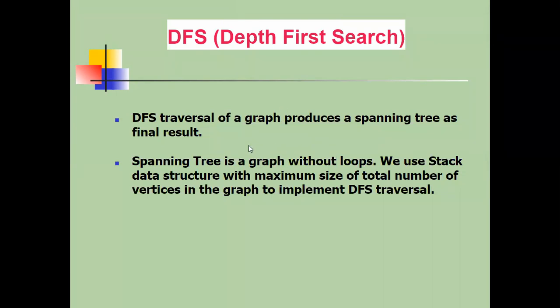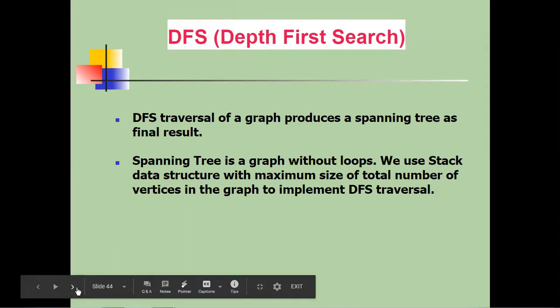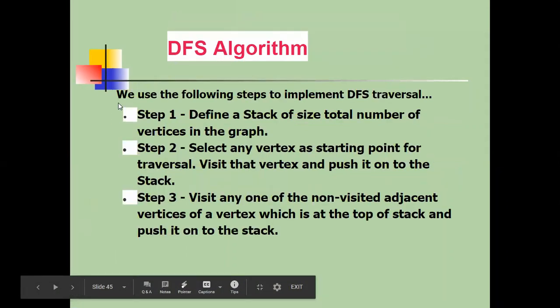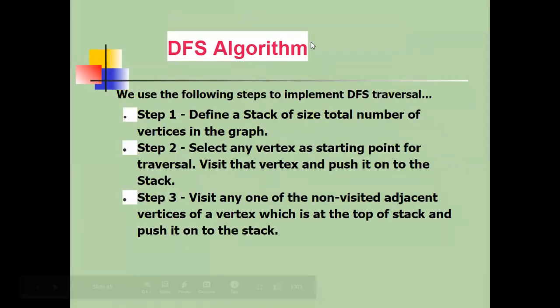DFS traversal of a graph produces a spanning tree as a final result, and a spanning tree is a graph without loops. We use a stack data structure with minimum size of the total number of vertices in the graph. So basically we are using the stack data structure here. That is a very important part for implementation of DFS. So now we'll see the algorithm for DFS traversals. Fine. So this is the algorithm for implementation of DFS.